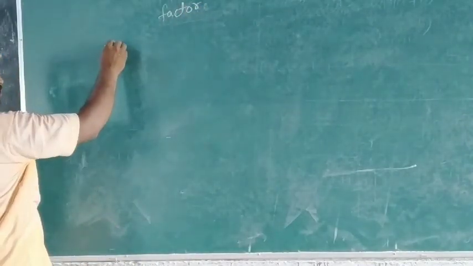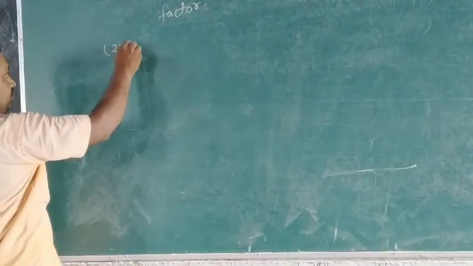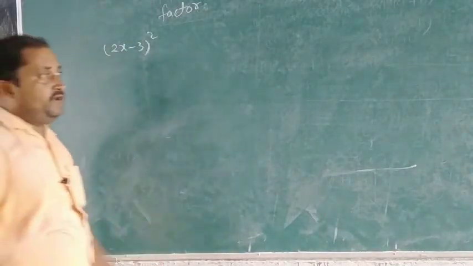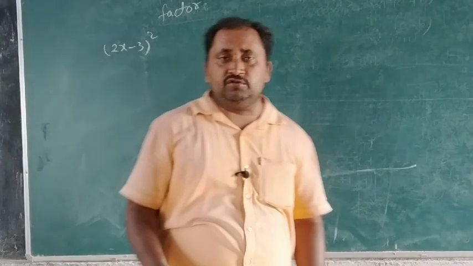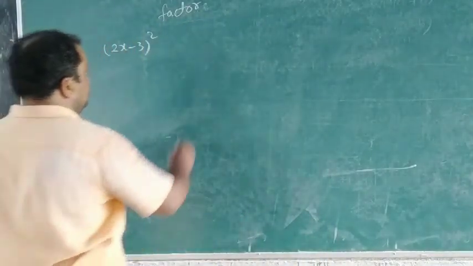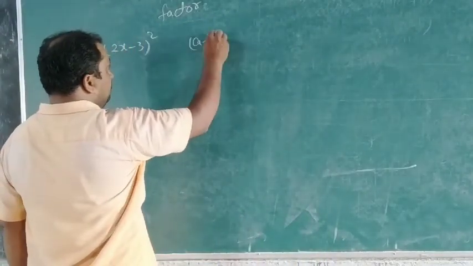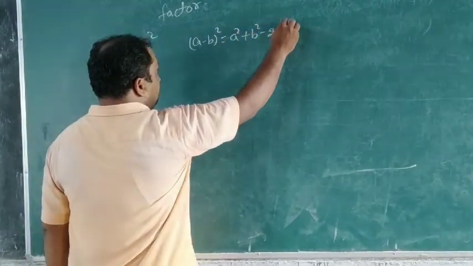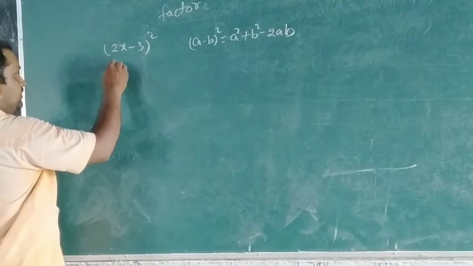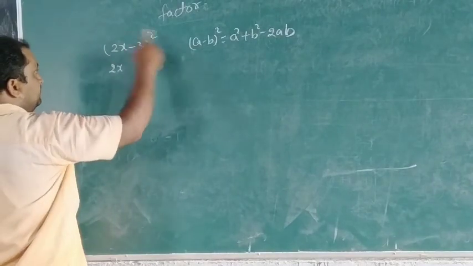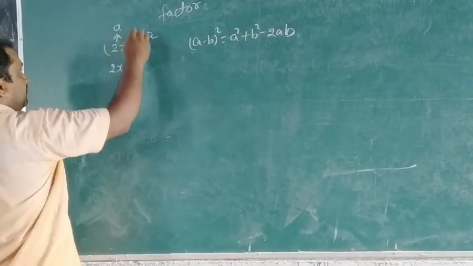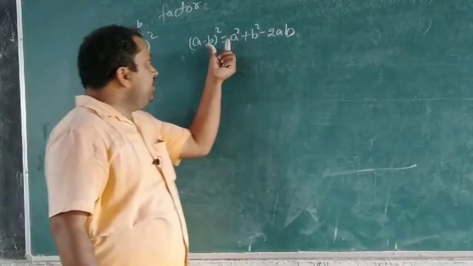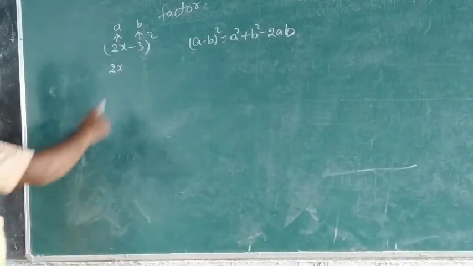What will be 2x minus 3 का whole square? What will be factor of 2x minus 3 का whole square? We know that a minus b का whole square will be equal to a square plus b square minus 2ab. Here 2x is in the place of a and 3 is in the place of b. This is the same a minus b का whole square.